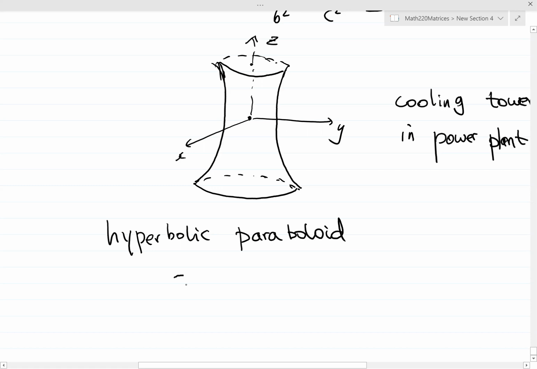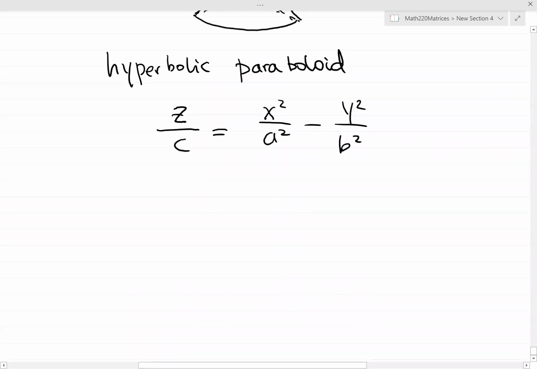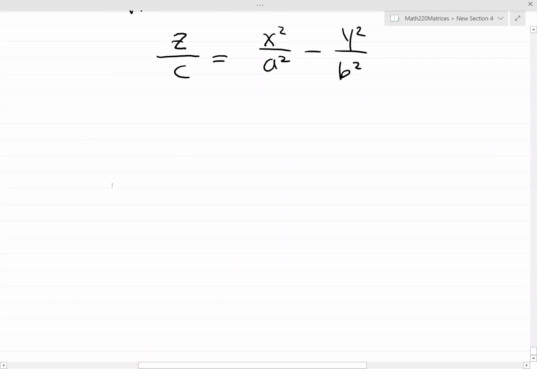Its equation, look at this: z over c is x squared over a squared minus y squared over b squared. We will plot this surface next time. It's not very easy to plot. It requires a lot of work, and even if we plot it, it looks a bit dark behind. So it's easier to plot by a package. Next time we actually continue plotting, using a package. Okay.